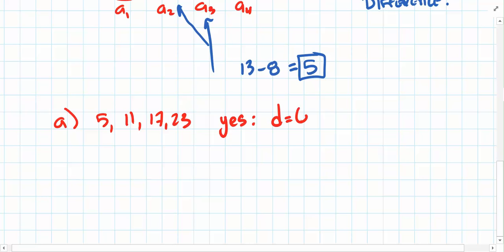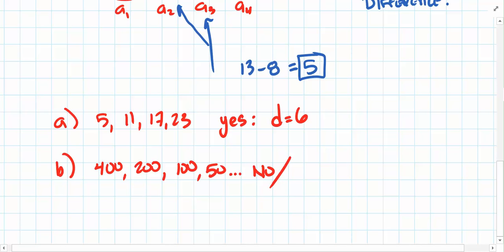Let me give you this one. How about 400? How about 200? How about 100? How about 50? Dot, dot, dot. No, why not? Yes, the difference between 400 and 200 is 200. The difference between 200 and 100 is 100. The difference between 100 and 50 is 50. So that one will be no. All right, very good. How about C?